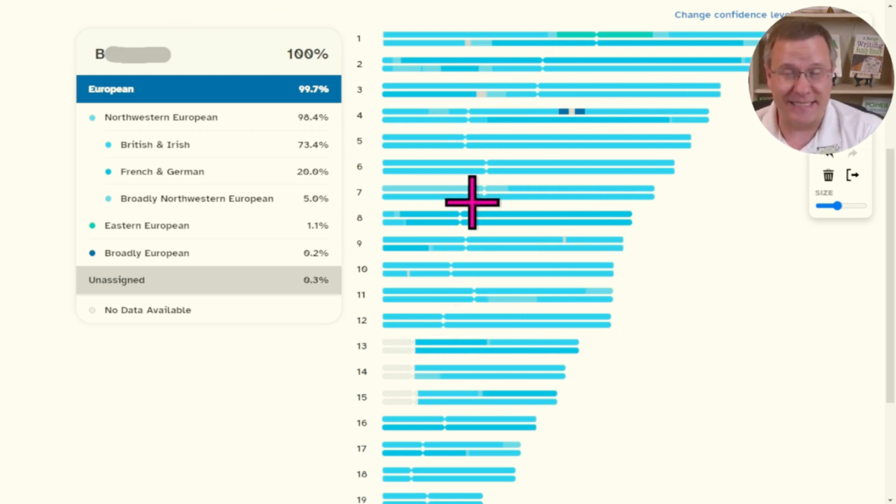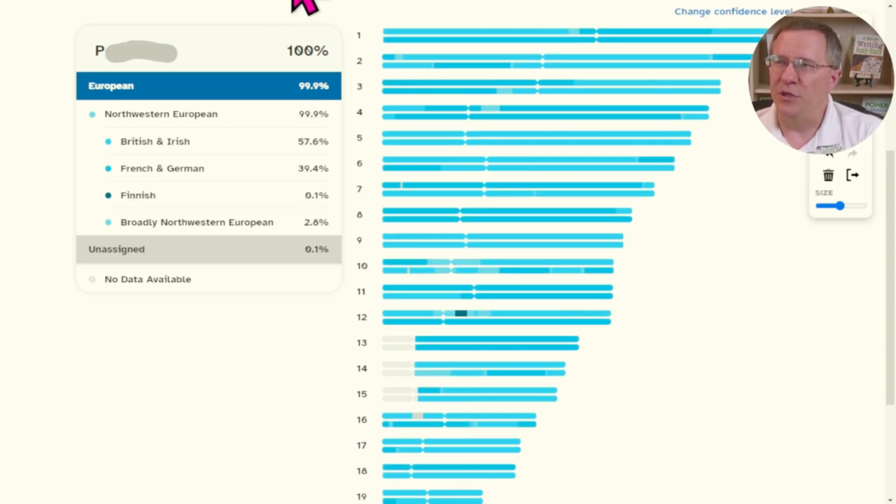Now, since the dominant part of our heritage is European, all these are different shades of blue, which don't necessarily show up too well. But you can see up here, there's a little bit lighter one for the Eastern European. It's almost a green. And there's a little darker one right here for broadly European. As we go to my other brother, the same darker one now is Finnish. You see it there on chromosome number 12.